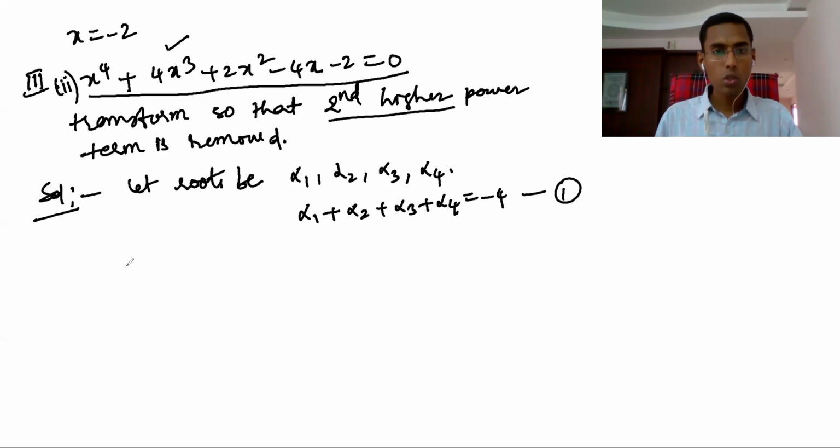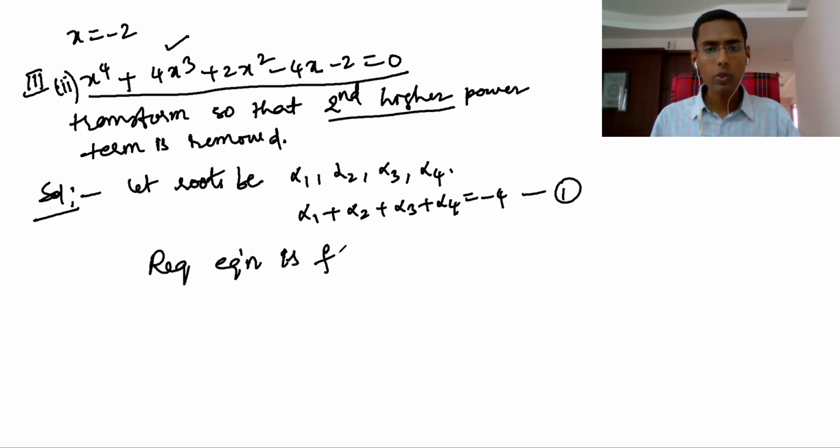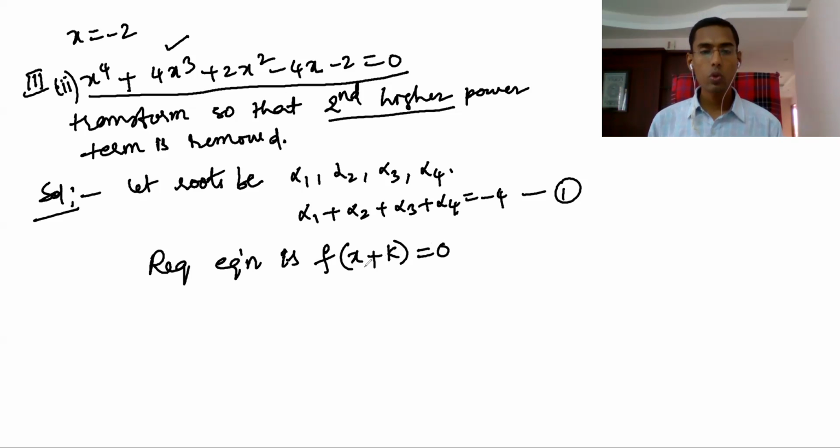Now translate the roots by k. So that means each root you have to translate. Let's take the required equation. Required equation is f of x plus k equal to 0. That means the roots are translated by minus k. That means alpha 1 minus k, and so on. Obviously the required equation is f of x plus k equal to 0.